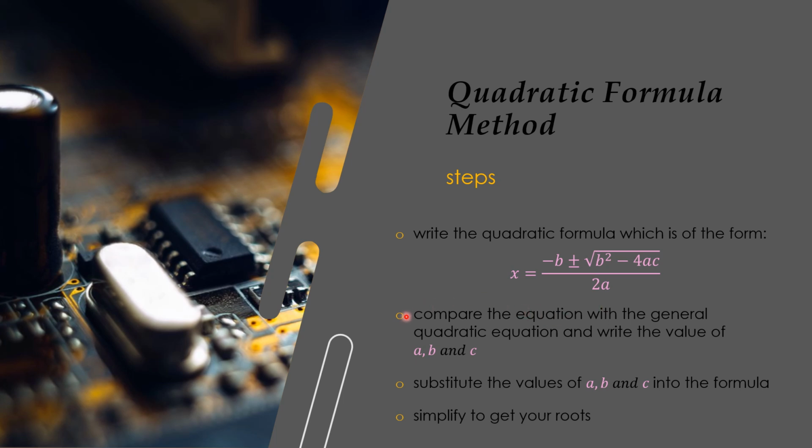So what we need to do under this particular method is to be able to identify our a, b, and c. So we substitute the a, b, and c into the formula, then perform all the operations on the formula to be able to obtain our root, which first we work on the plus and also work on the minus.